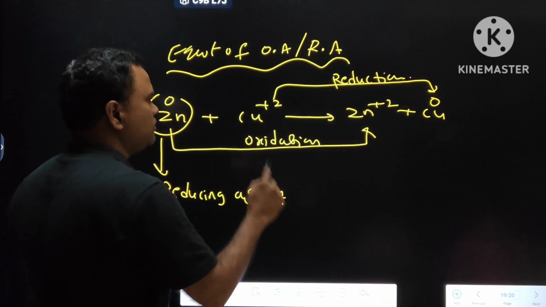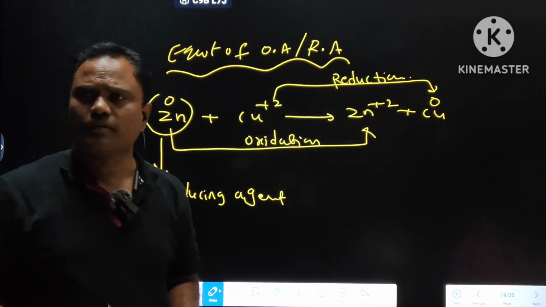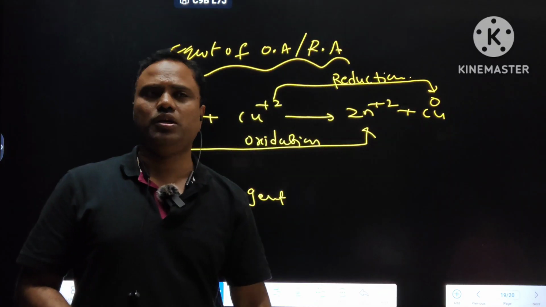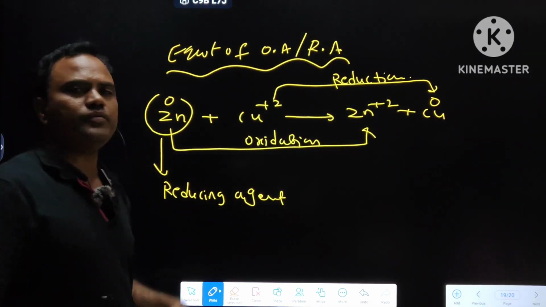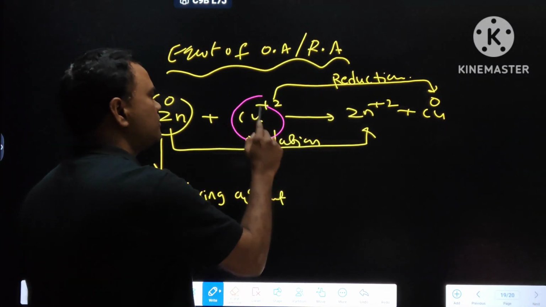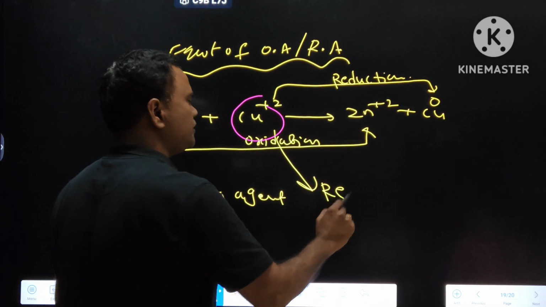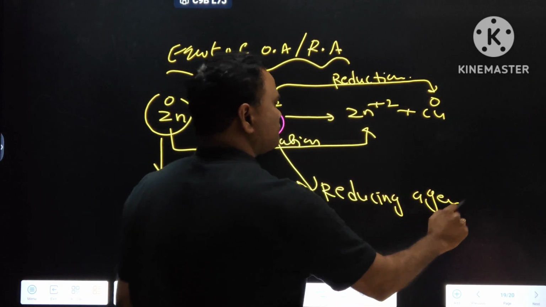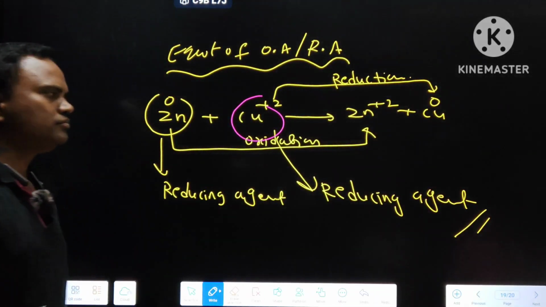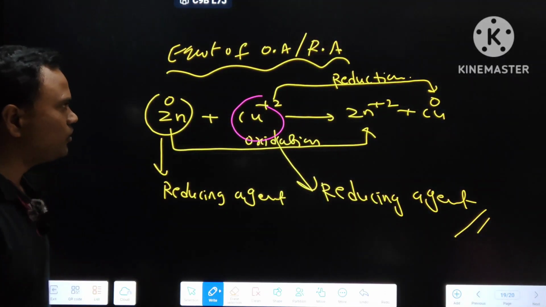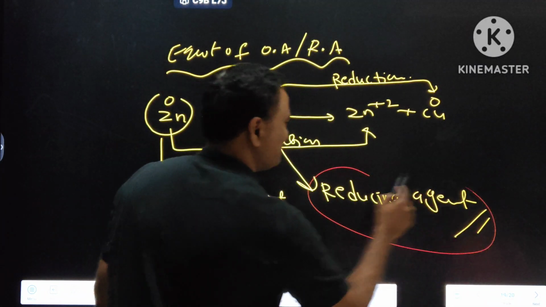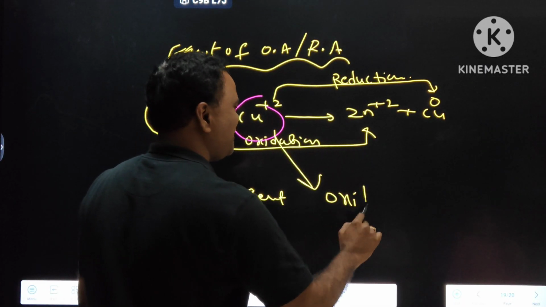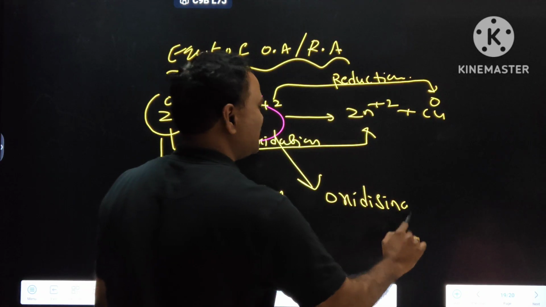Copper +2 is undergoing 2 to 0, a decrease, which is reduction. The one which undergoes reduction is called the oxidizing agent. Cu+2 is the oxidizing agent.